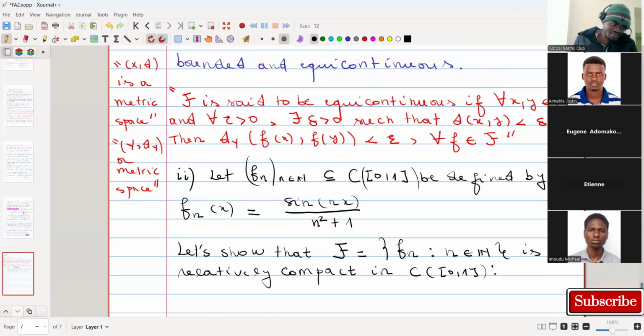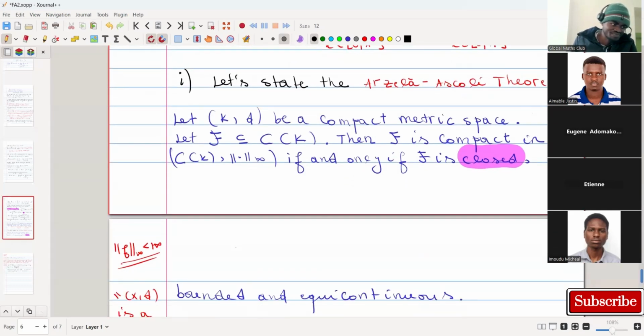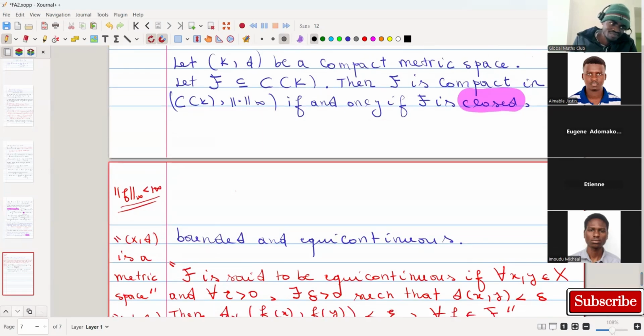Now, as I said, the Ascoli-Arzela theorem says that if F is closed, bounded, and equicontinuous, then F is compact. But now we are talking about precompact, so you have to remove the closedness. What we are going to show is just that F is bounded and equicontinuous, and we are going to conclude. So it is very easy. Precompact is very nice.